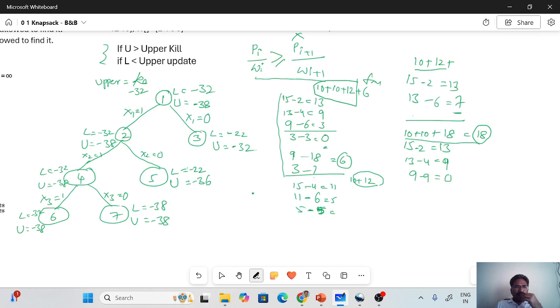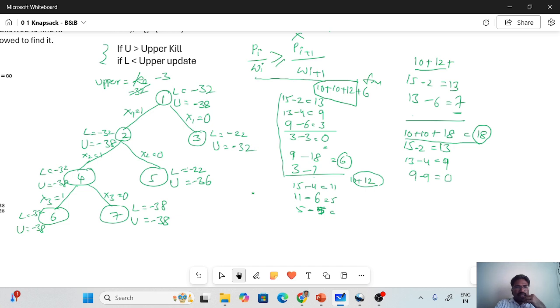What about our L? Minus 38 is less than upper. Minus 38 is less than minus 32. Yes. Now we want to update the upper. So minus 38 is less than minus 32, so that's why we are going to update this one to minus 38.